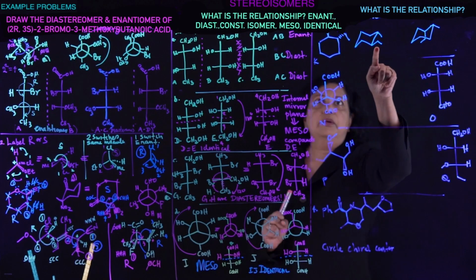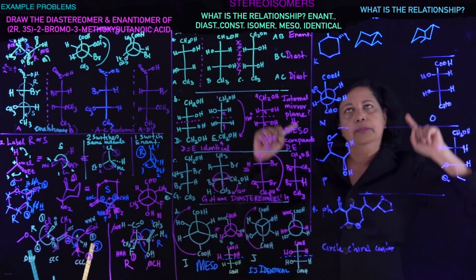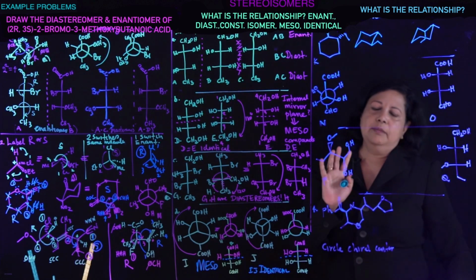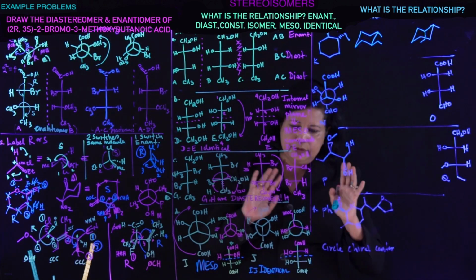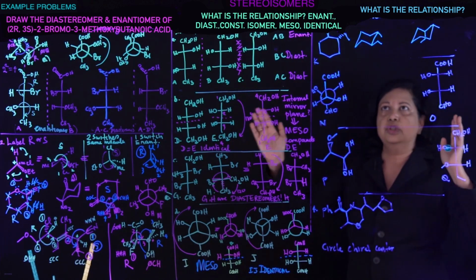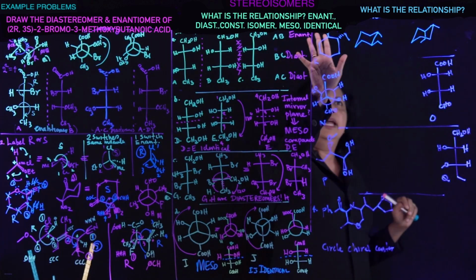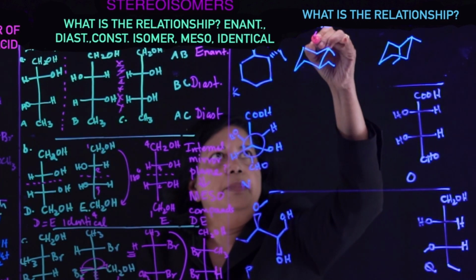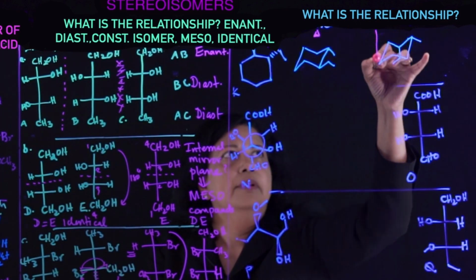Well, this one looks like a horse, and this one looks like something with spikes on it. But we have to look at them in the same configuration, at least drawing-wise. So compare a Newman to a Newman, a Fischer to a Fischer, a flat to a flat. And so let's do that. Let's draw this flat, or a perspective to a perspective.